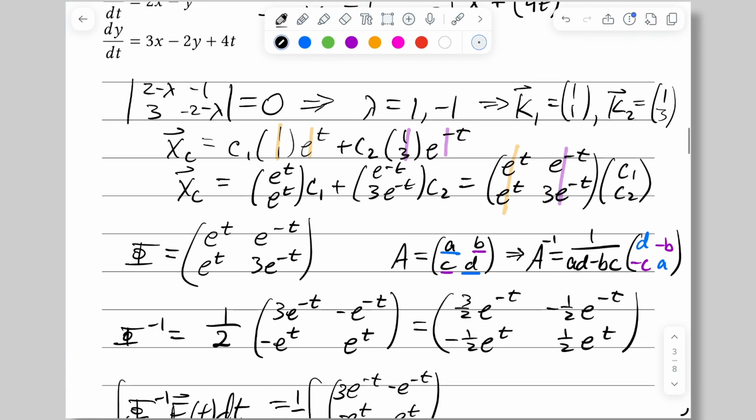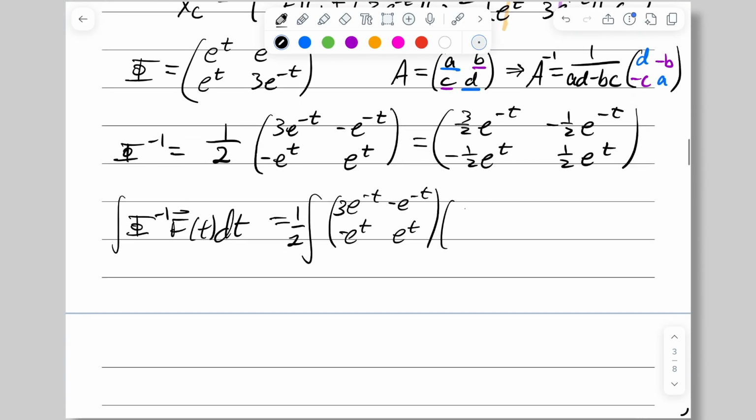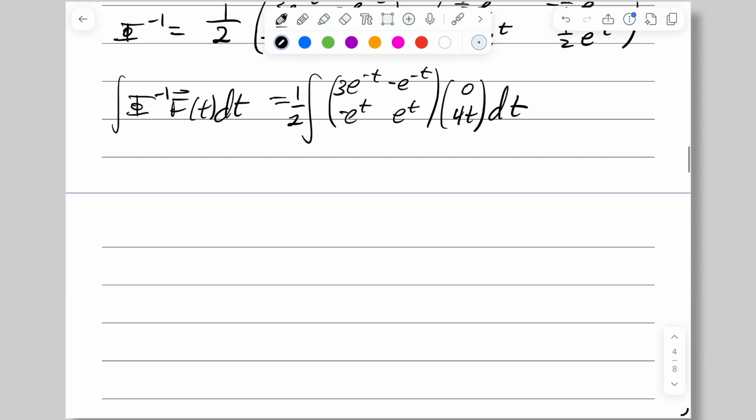And we're going to multiply it by f. F is the column vector 0, 4t. We're going to integrate that after we multiply it with respect to t. This is going to give us 1/2. Now, remember how we multiply matrices, right? So 3 times 0 plus negative 1, well, negative e to the negative t times 4t. That's going to give us negative 4t e to the negative t. Negative e to the t times 0, e to the t times 4t, 4t e to the t. All of that's going into an integral, I'll put the 1/2 out front, times dt.